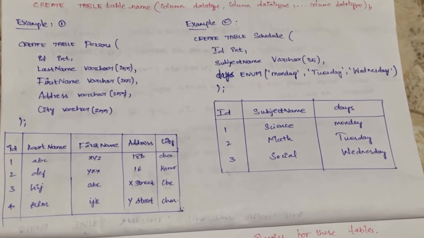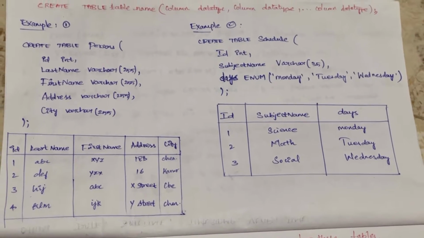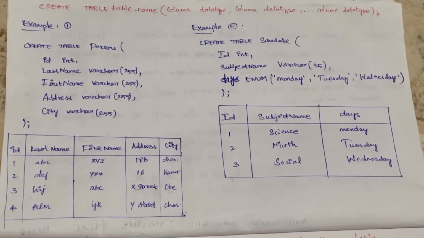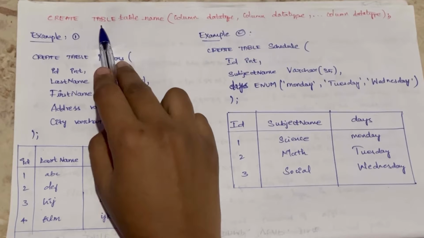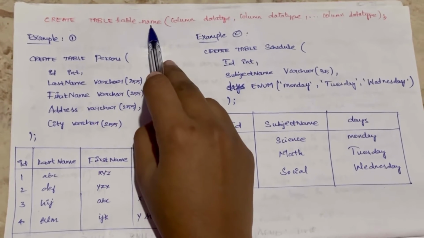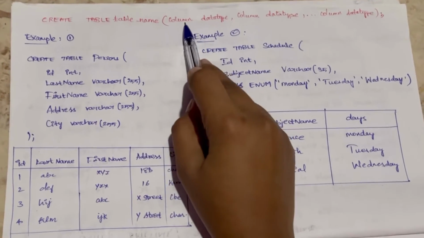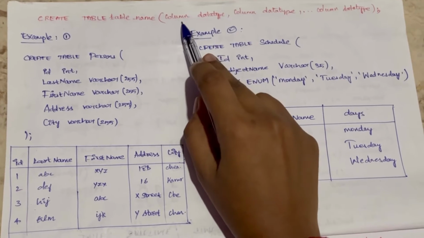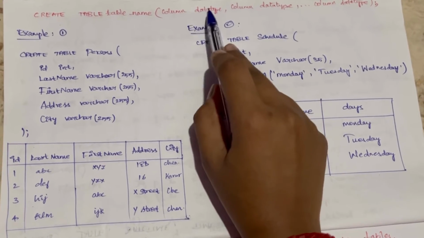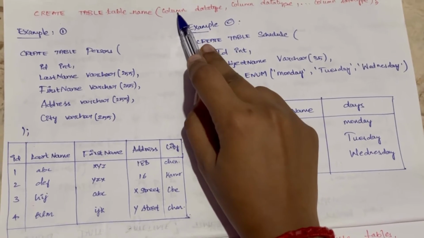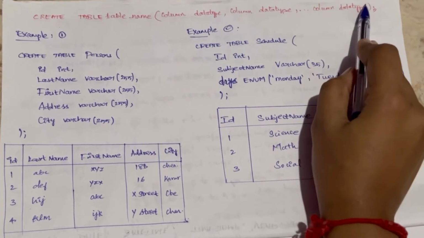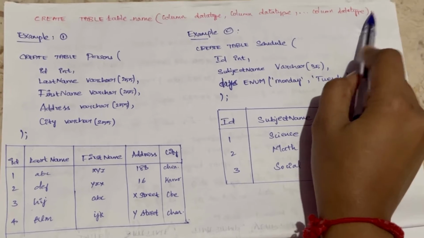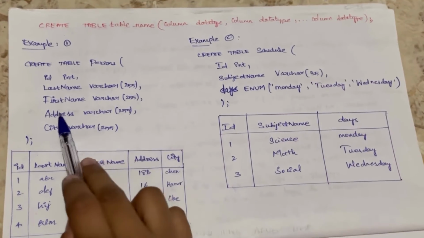So in today's video we will see how we can create tables using the data types which we have seen in our previous video. So first we'll see the syntax, that is create table, table name, so the name of the table which you want to create, column, data type. So you can have n number of columns and you have to specify column name followed by its data type. Okay, and at last you have to close this bracket and give a semicolon here.